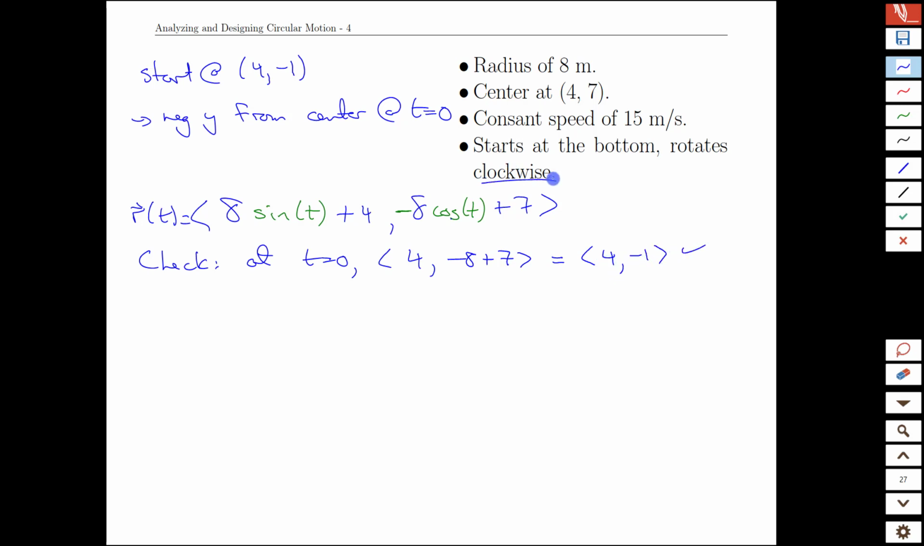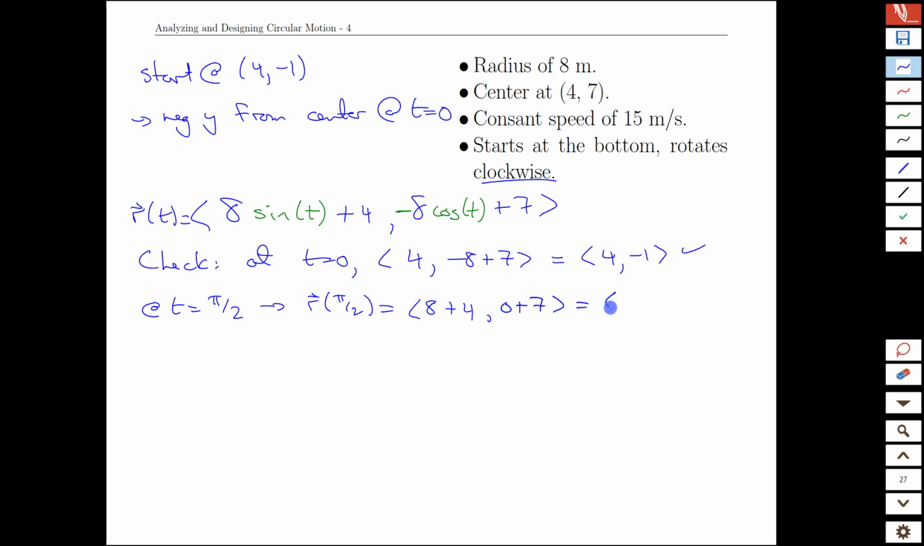Next up, clockwise direction. Maybe it's happening, maybe it's not, we don't know. Let's see at a later time point. Let's take pi over 2. That'll be halfway, or sorry, 1/4 of the way around the circle at our uniform speed of 1 radian per second. And if we do that here, we're going to get r of pi over 2 is 8 sine of pi over 2, which is positive 8. Cos of pi over 2 is 0.